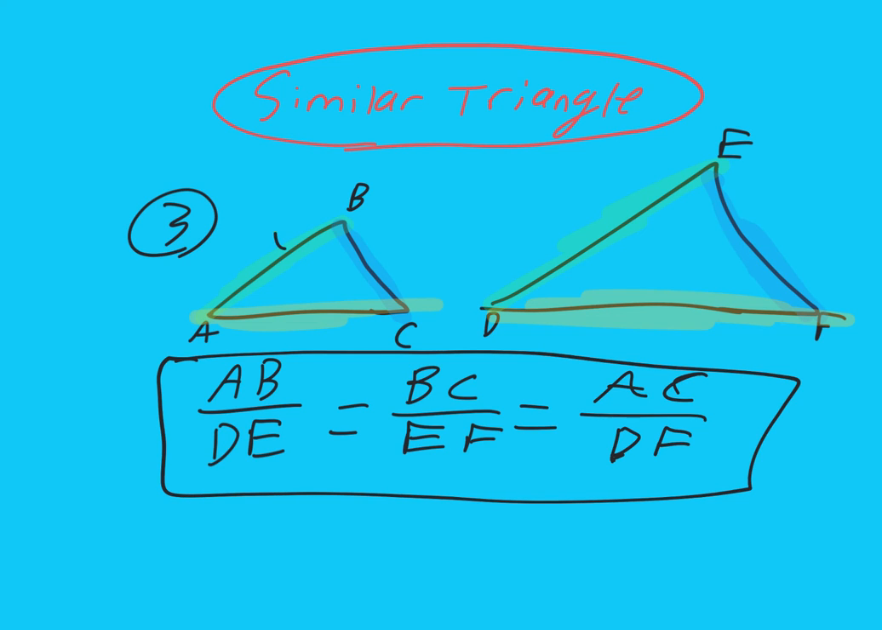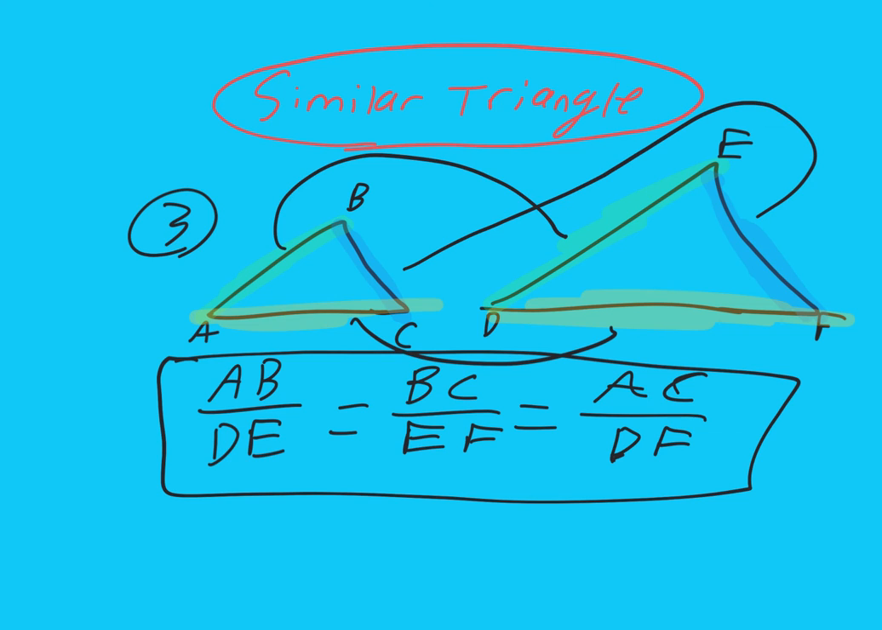So basically, you want to link this side to that side, this side to that side, and this side to that side. And if you can show that the ratios between each of those sides are equal, then those triangles will be similar.